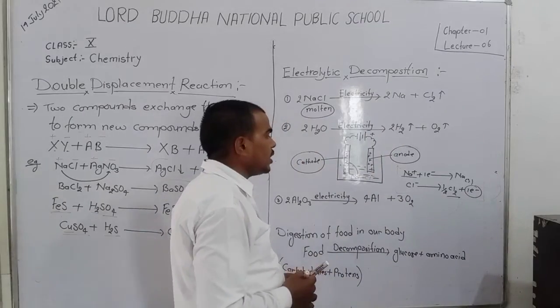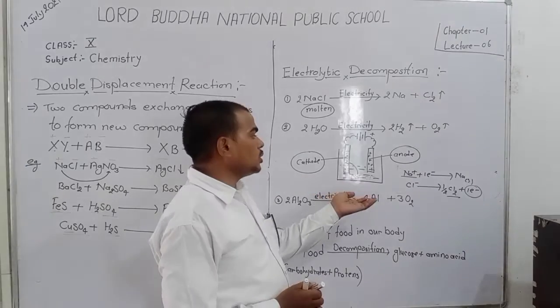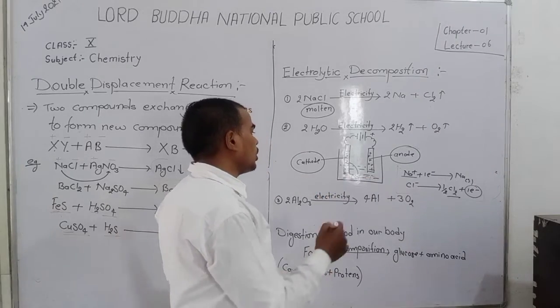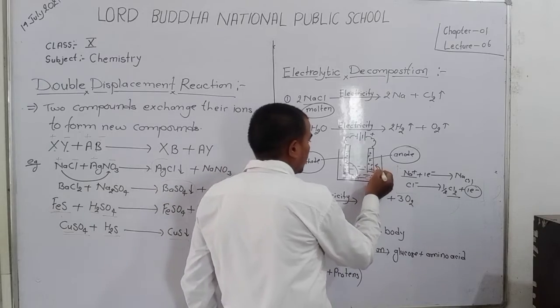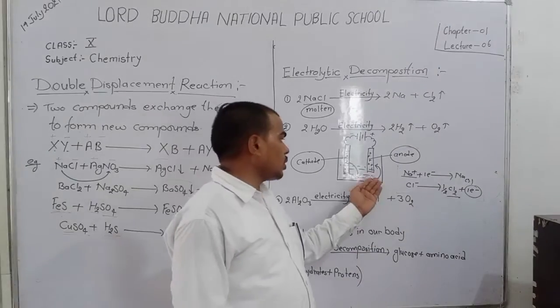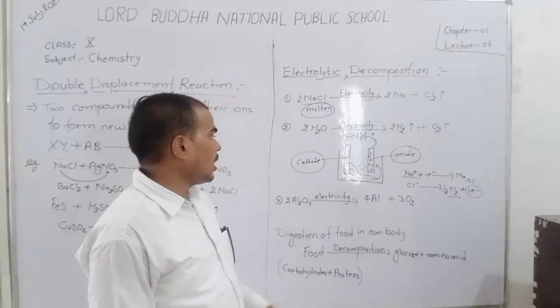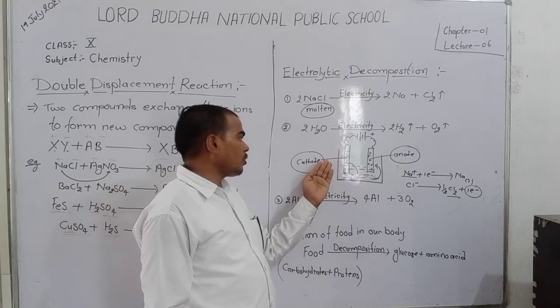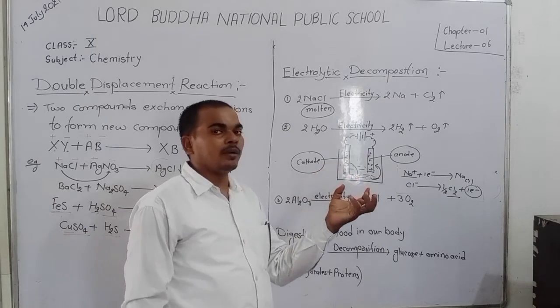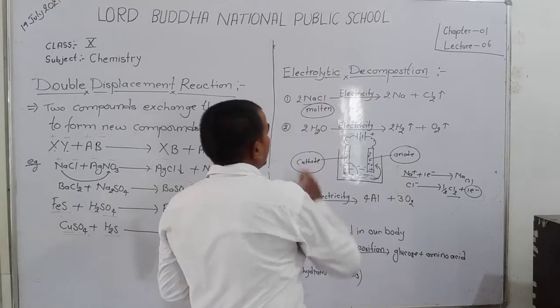You know that the anode has electron deficiency, so the anode takes the electrons of chlorine. So chlorine moves towards the anode and loses its electron to the anode and converts into chlorine gas, and sodium gains electron from the cathode and converts to sodium metal.